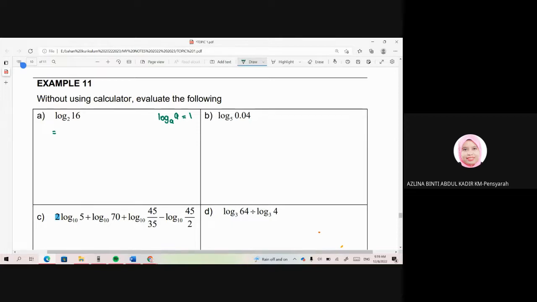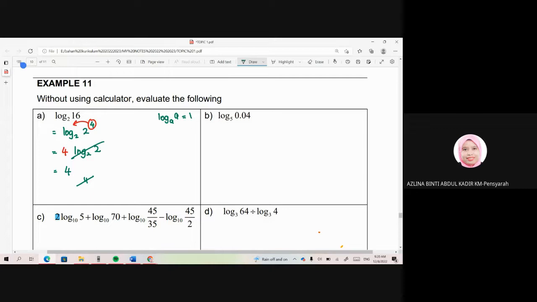So how? The idea is we change 16 to base 2. That means base what? 16 is actually 2 to the power of 4. So you apply the power rule, bring 4 in front. We get 4 log 2 base 2, so 1. 1 times 4 is equal to 4.